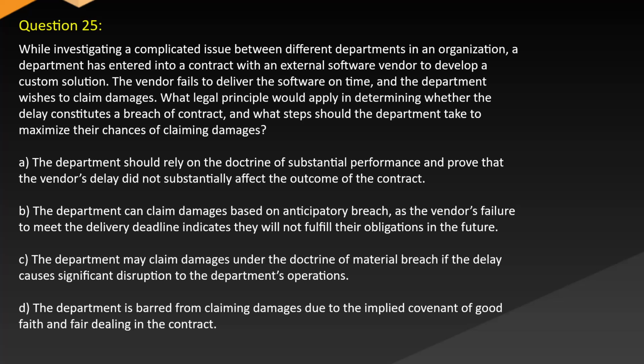A. The department should rely on the doctrine of substantial performance and prove that the vendor's delay did not substantially affect the outcome of the contract. B. The department can claim damages based on anticipatory breach, as the vendor's failure to meet the delivery deadline indicates they will not fulfill their obligations in the future. C. The department may claim damages under the doctrine of material breach if the delay causes significant disruption to the department's operations. D. The department is barred from claiming damages due to the implied covenant of good faith and fair dealing in the contract.